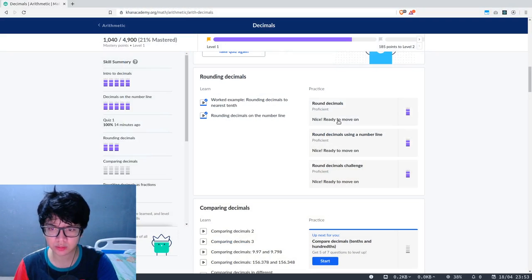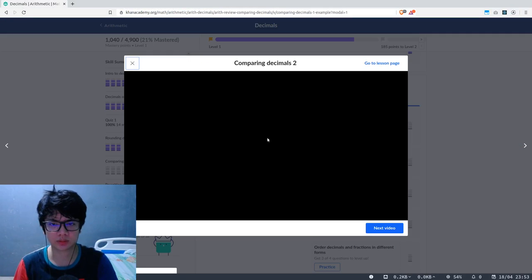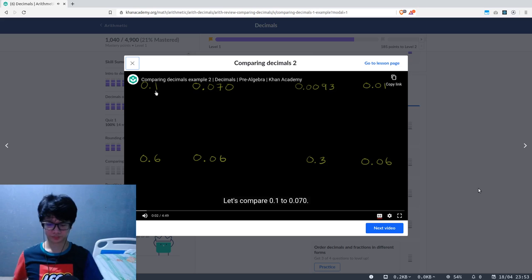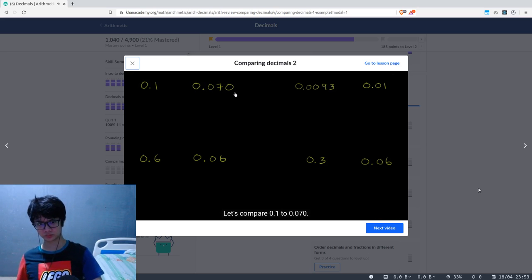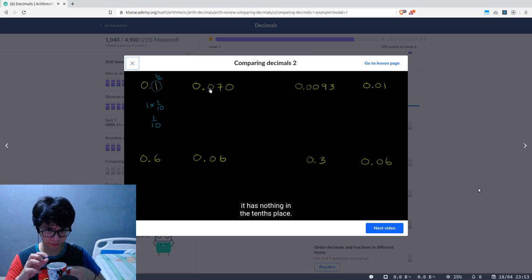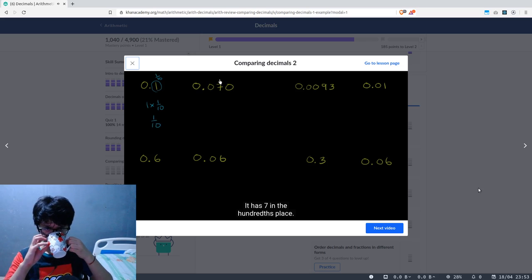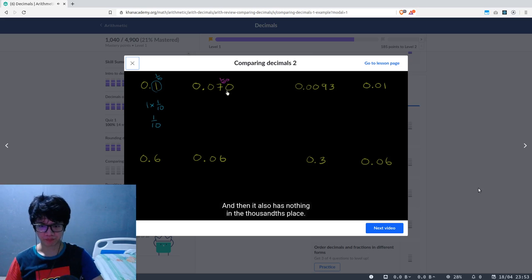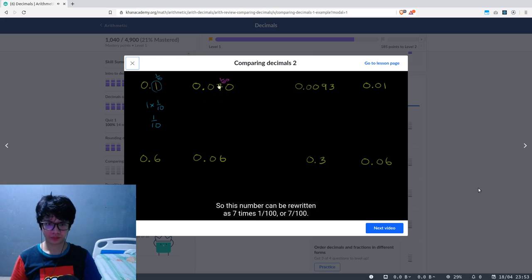Let's compare 0.1 to 0.070. This one right over here is in the tenths place, so it literally represents 1 times 1 tenth, which is obviously the same thing as 1 tenth. Now, when we look at this number, it has nothing in the tenths place. It has 7 in the hundredths place, and nothing in the thousandths place. So this number can be rewritten as 7 times 1 over 100, or 7 hundredths. And now we could compare these two numbers.